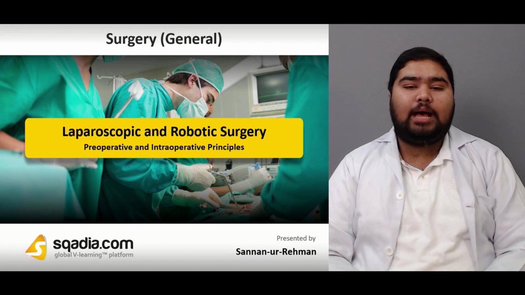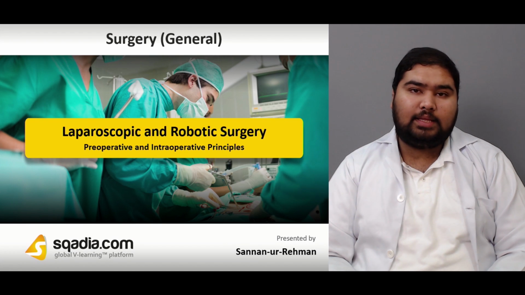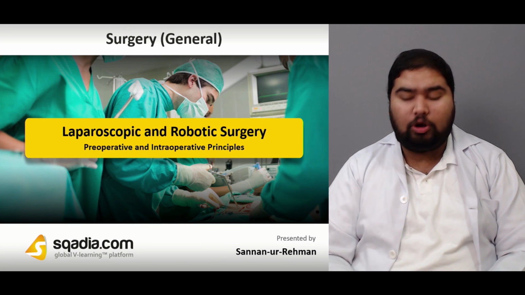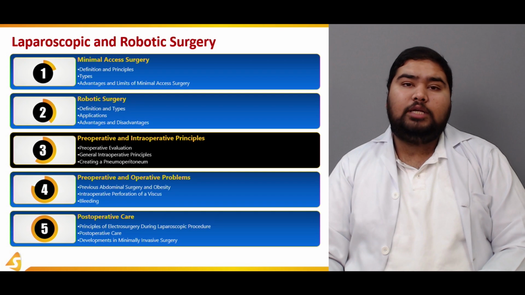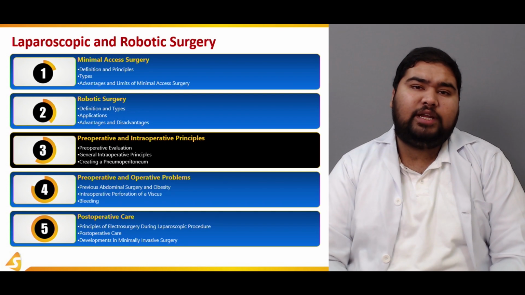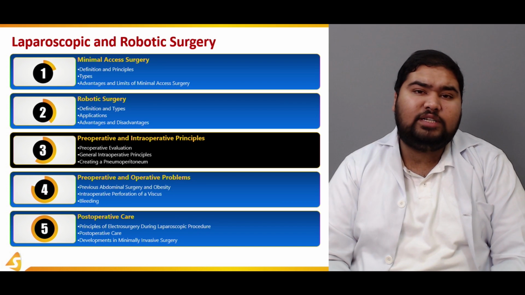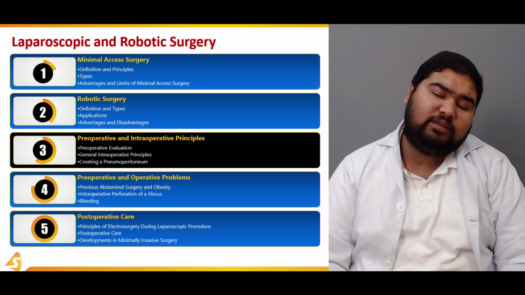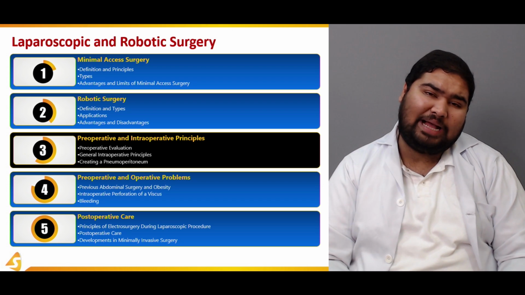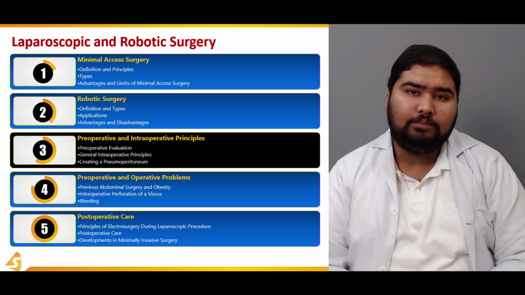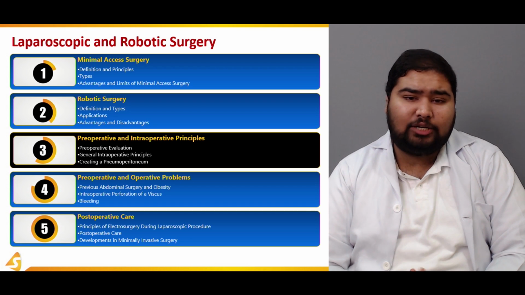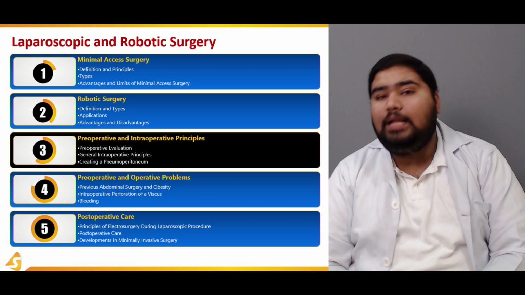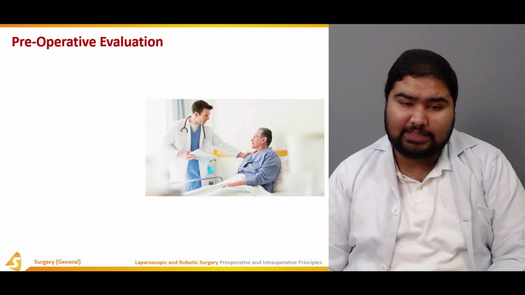So we are discussing laparoscopic and robotic surgery, and this is the third section in which we'll talk about preoperative and intraoperative principles. This section has been divided into three sections. In the first section, we'll talk about the preoperative evaluation. We'll see what evaluation is necessary for minimal access and robotic surgeries. Then we'll talk about the general intraoperative principles, and then we'll see how we create a pneumoperitoneum. So let's get into it.